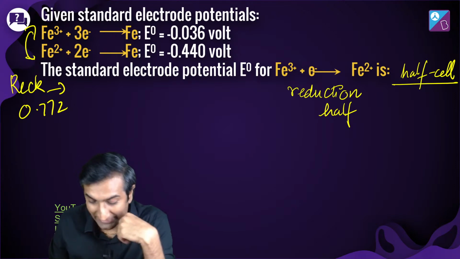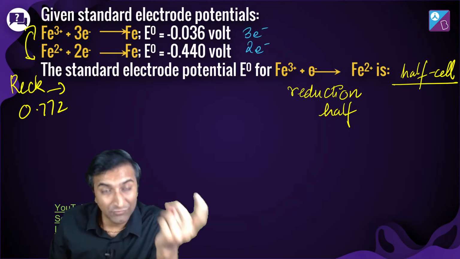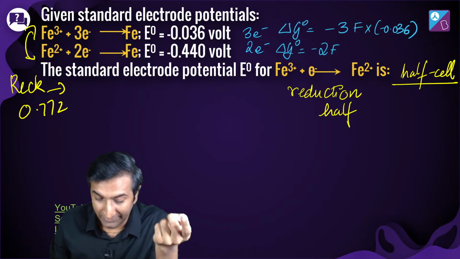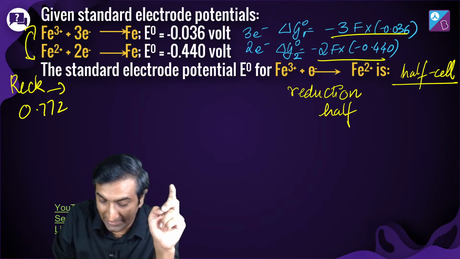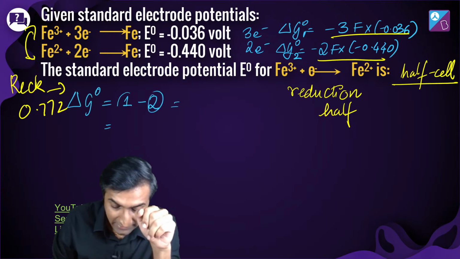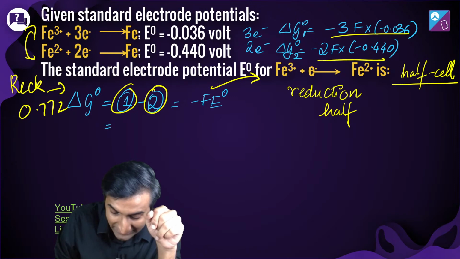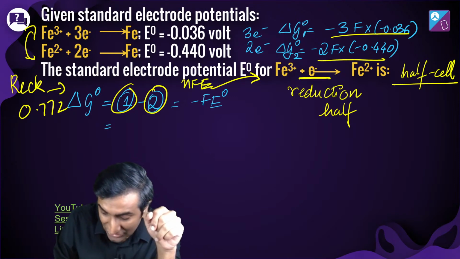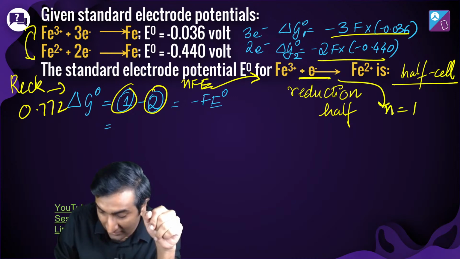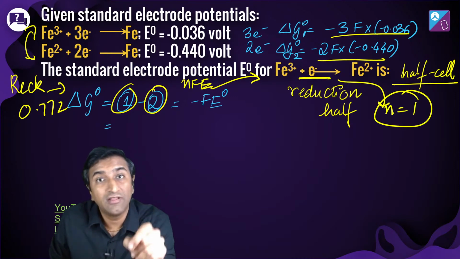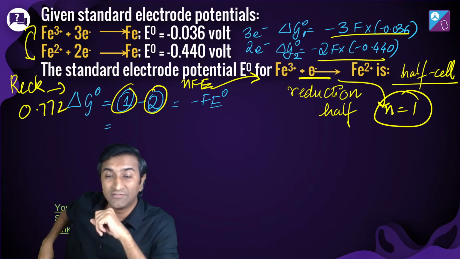ठीक है, let me go through the details here. इसमें है 3 इलेक्ट्रॉन, इसमें है 2 इलेक्ट्रॉन. डेल्टा G naught वैल्यूज दोनों की मैंने निकाल ली. Now why am I doing all this? Look at this. Delta G naught of this reaction is going to be the first minus the second, which is also going to be NFE. और देखो, इस reaction में N is just 1. You see why you cannot add or subtract those first two things?